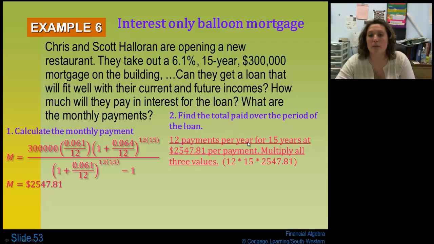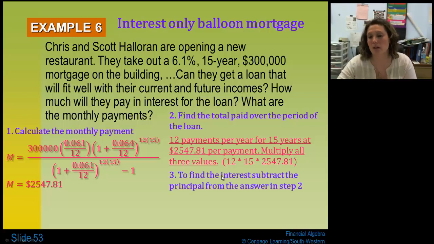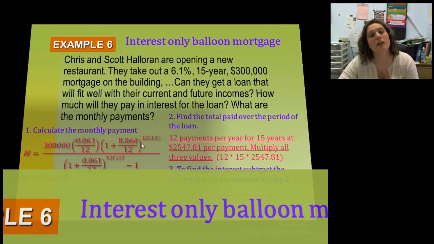Now we need to find the total paid over the period of the loan. So 12 payments for 15 years at $2,547.81 per payment. Multiply all of those values and get your answer. Find the interest, subtract the answer in step 2 by the original amount here, which is $300,000. So we end up with the interest that they have is $158,606. So that goes here on 3.